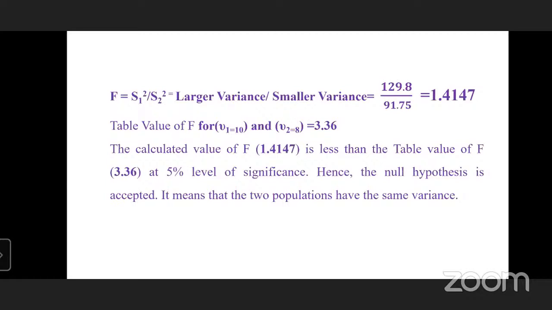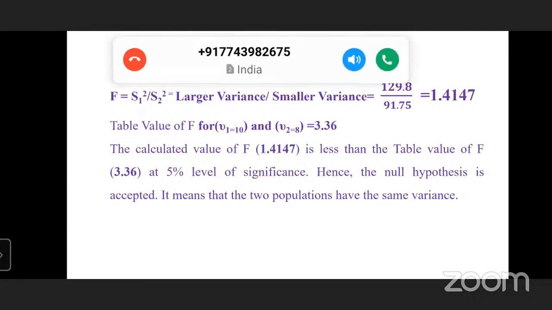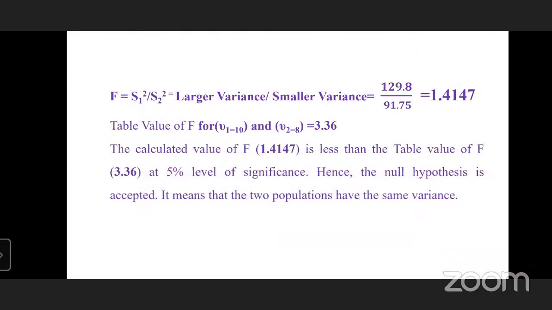Larger variance divided by smaller variance is 1298 divided by 91.75, which is equal to whatever comes out. Now compare with the table value. After comparing with the table value, the calculated value of F, 1.4147, is less than the table value of F at 5% level of significance, and the null hypothesis is accepted. It means that the two populations have the same variance.